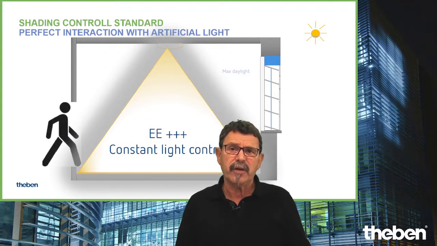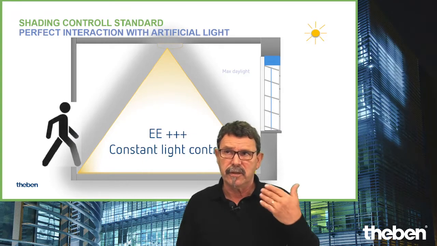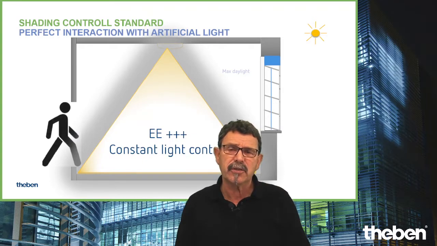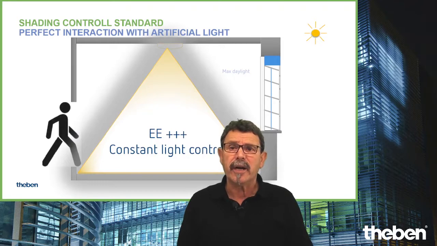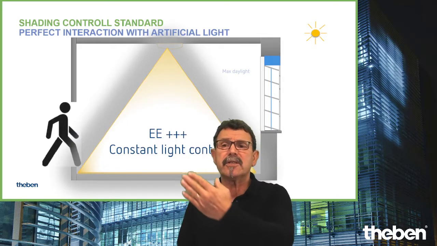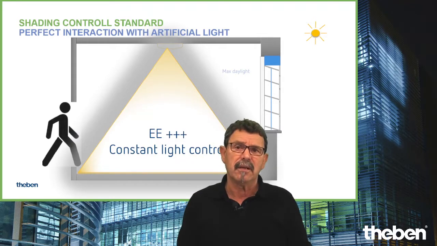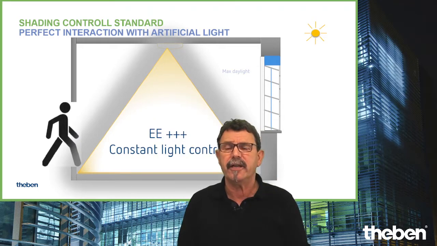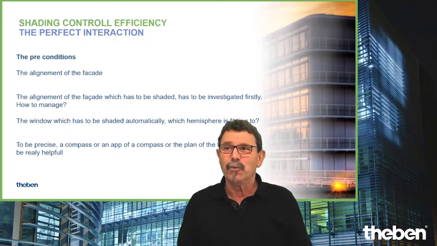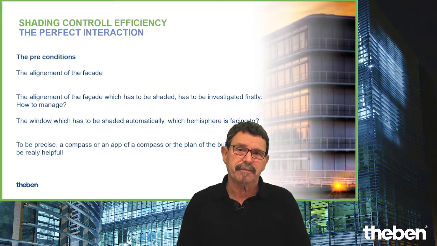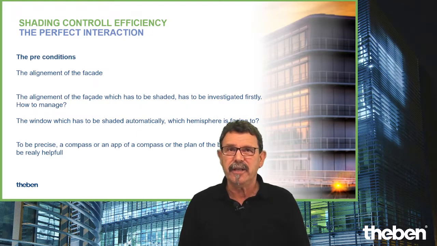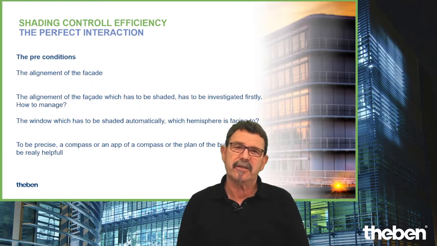So if you have blinds control with sun tracking, I deeply recommend installing constant light control inside. Then you are really energy efficient. You got me? So, what are the preconditions? What do we finally need to get such a sophisticated solution?